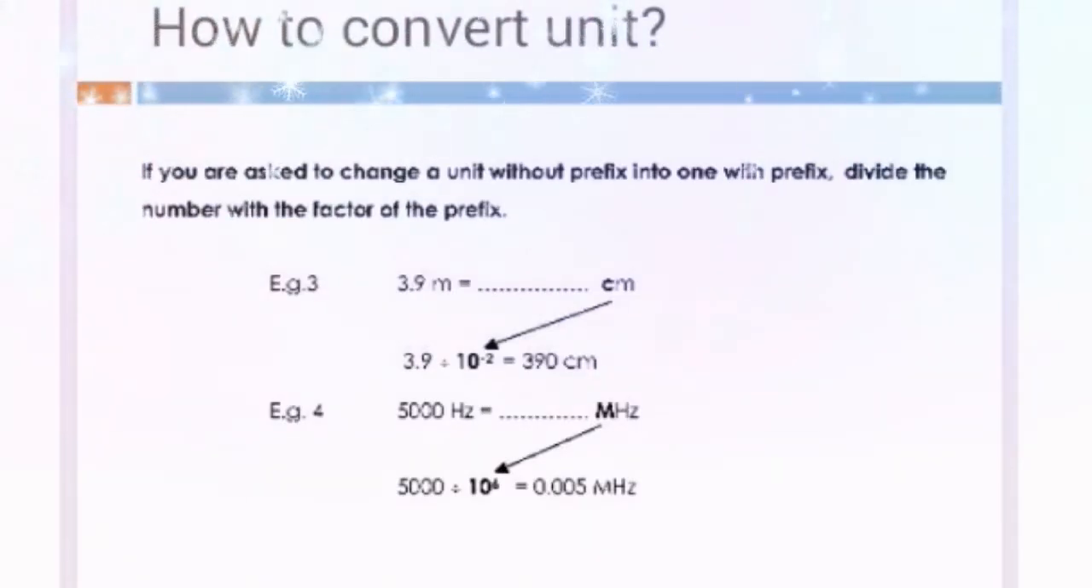Now, if you are asked to change a unit without prefix into one with prefix, you divide the number with the factor of the prefix. For example, 3.9 meters changed into centimeters, you simply divide by 10 to the power minus 2, and you get 390. 5,000 hertz into megahertz, you divide by 10 to the power 6, which is 0.005 megahertz.